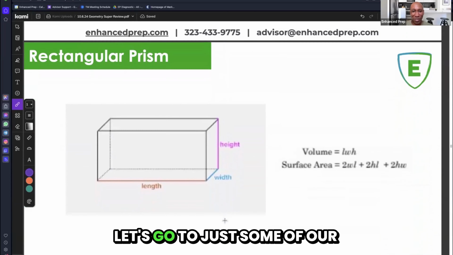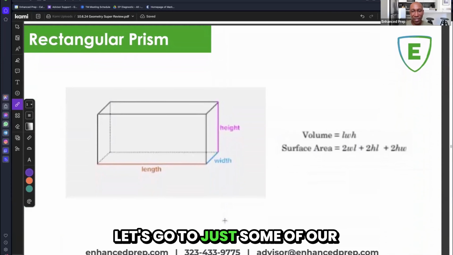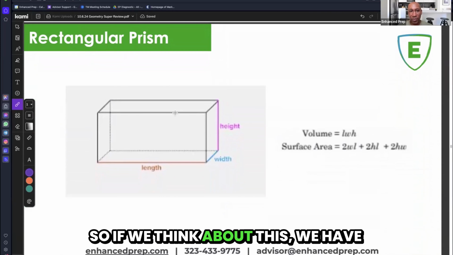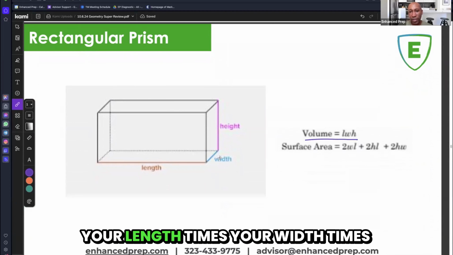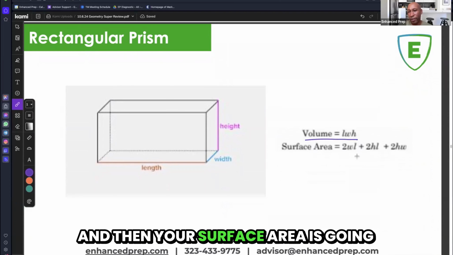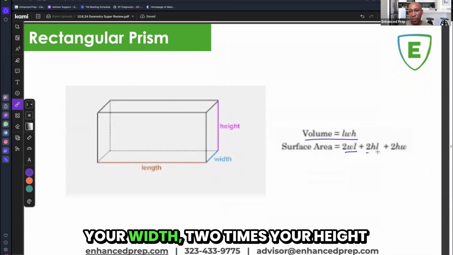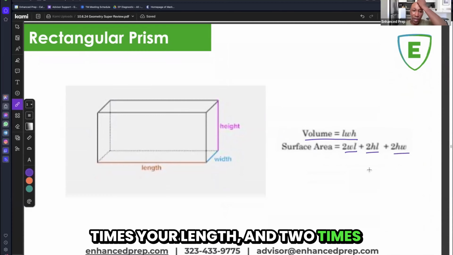So let's go to just some of our rectangle problems. So if we think about this, we have a rectangular prism. And then this is going to be basically our volume, right? So the volume of a rectangular prism is your length times your width times your height. And then your surface area is going to be 2 times your length times your width, 2 times your height times your length, and 2 times your height times your width, right?